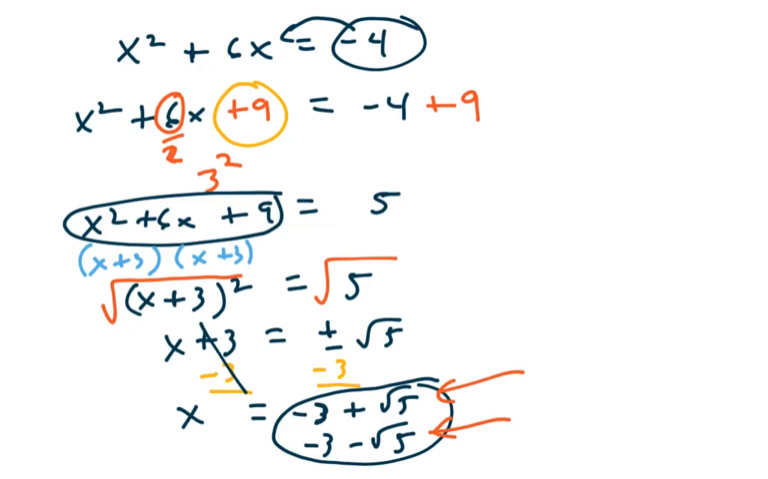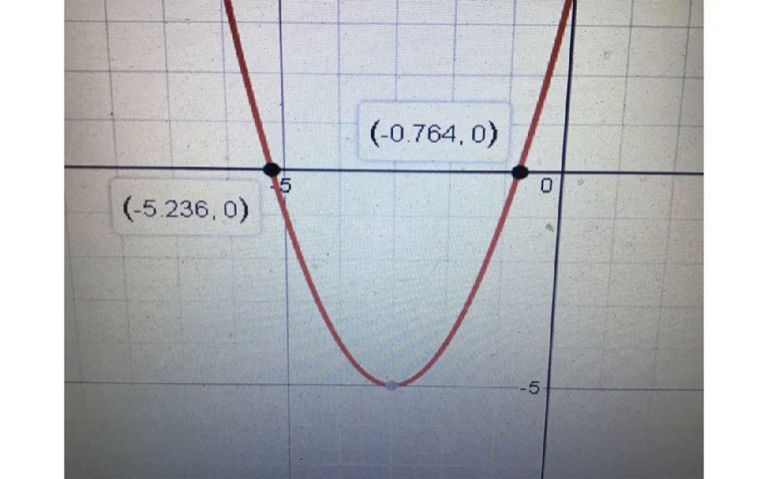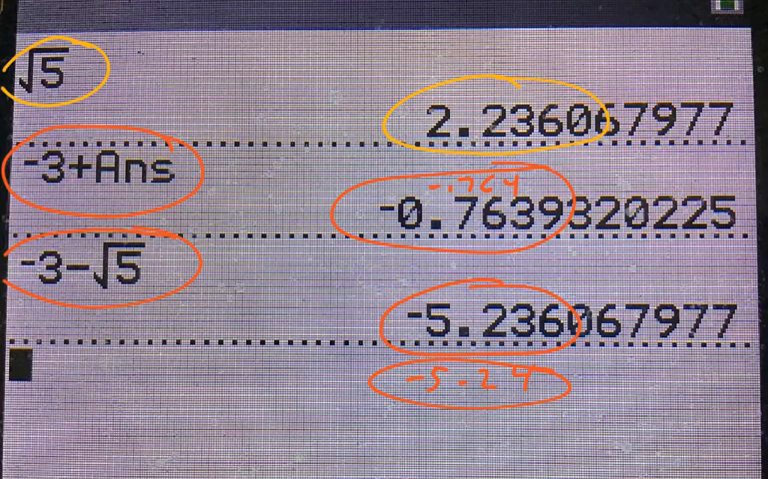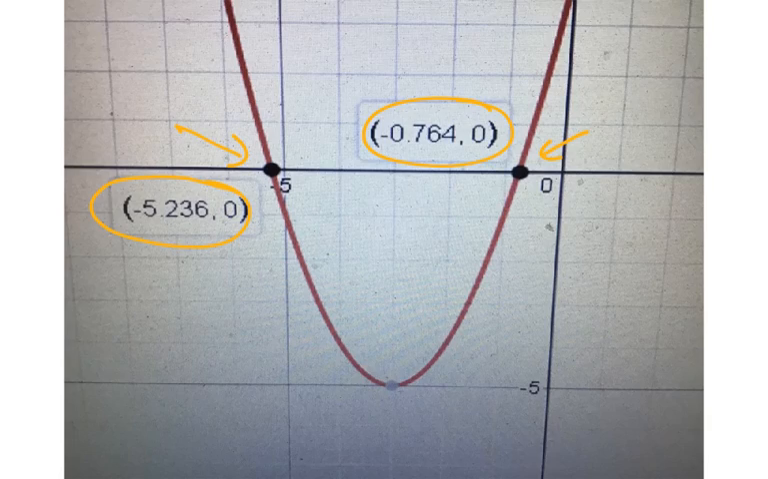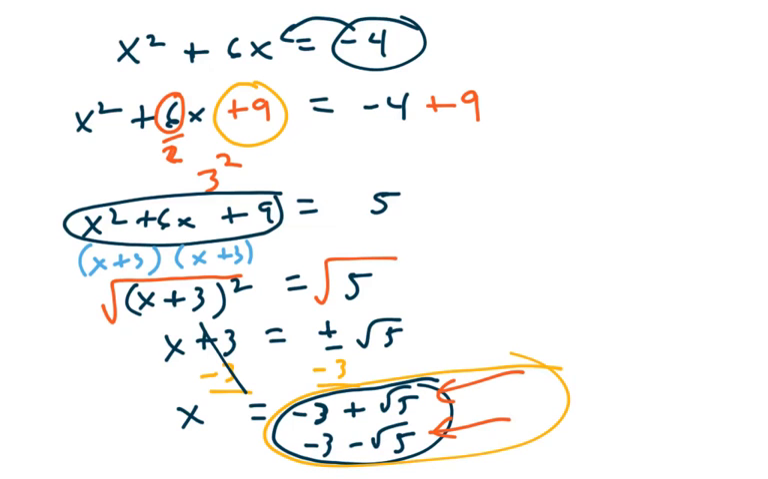Okay? Now, another important thing to understand is what we actually found. If we look at the graph, as you can see the red quadratic right here, does it not cross at negative 0.764? And on the left side, does it not cross at negative 5.236? Which is exactly what we got on the calculator, which is exactly what we got down here. And hopefully you always make that link between the answer and the graph, because these are basically our zeros, guys. Sometimes they're also called the roots of the equation or the x-intercepts.